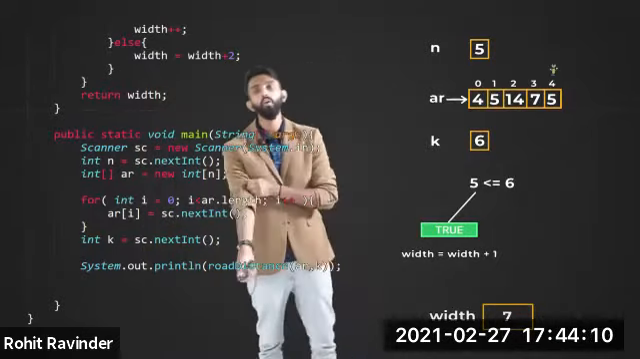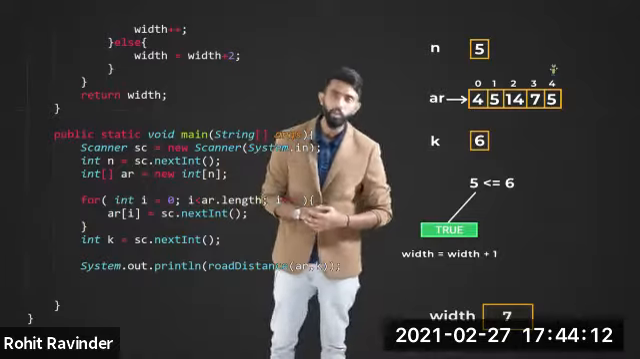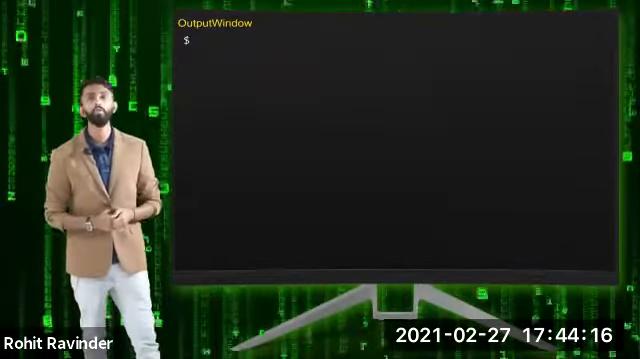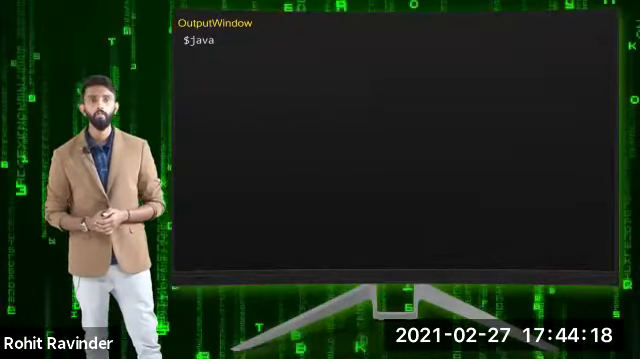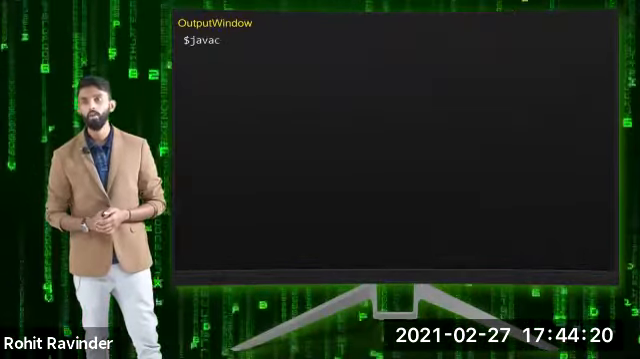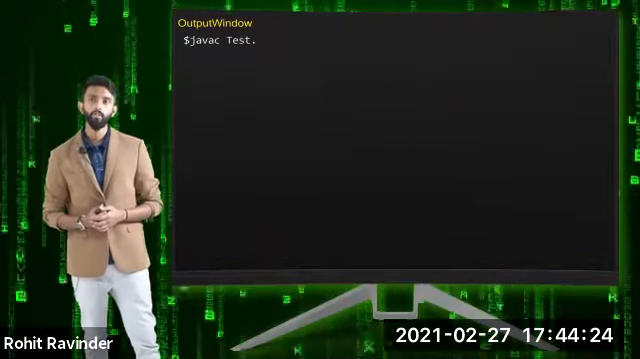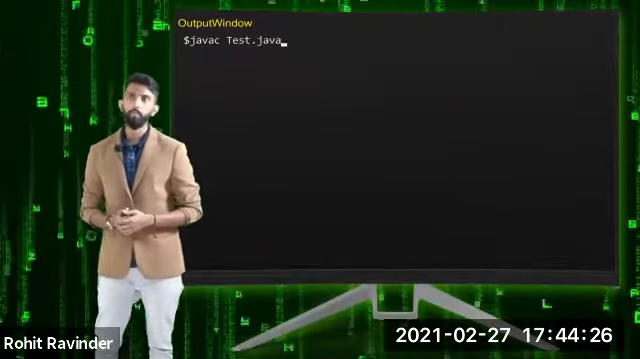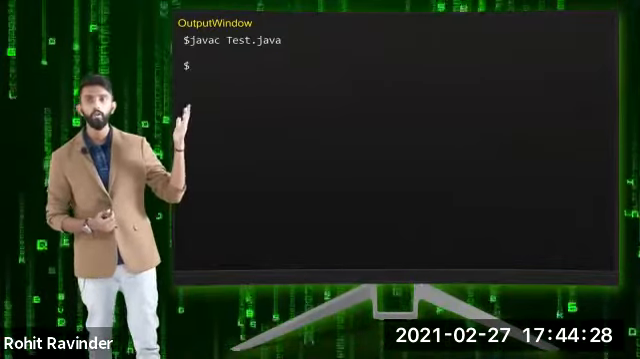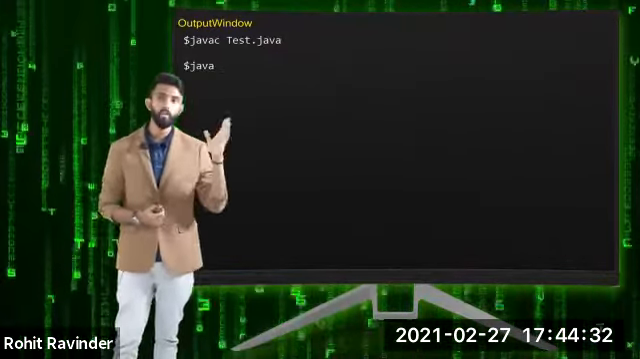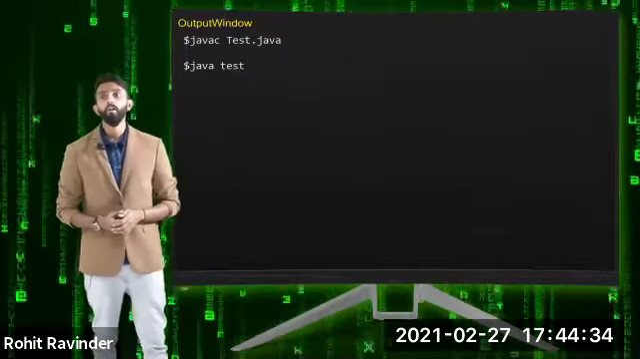So if I take you to my command prompt or my execution window, I'll put in the command: javac Test.java. First compilation we have to do, right? If I compile, obviously it is not going to give me any error. Next, I'm going to tell java, and I'm just going to tell Test, capital T.